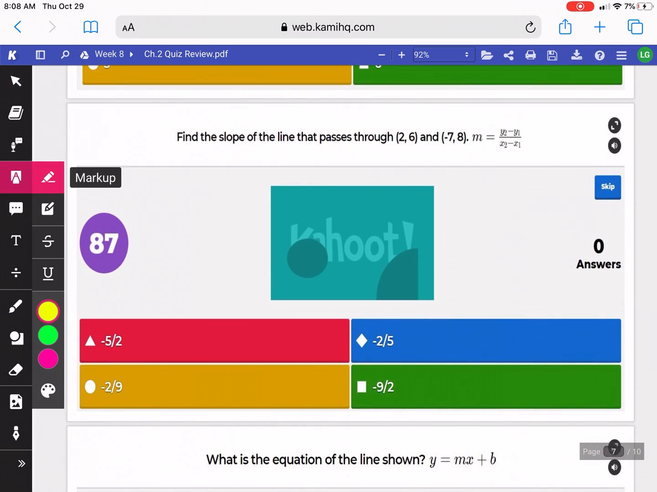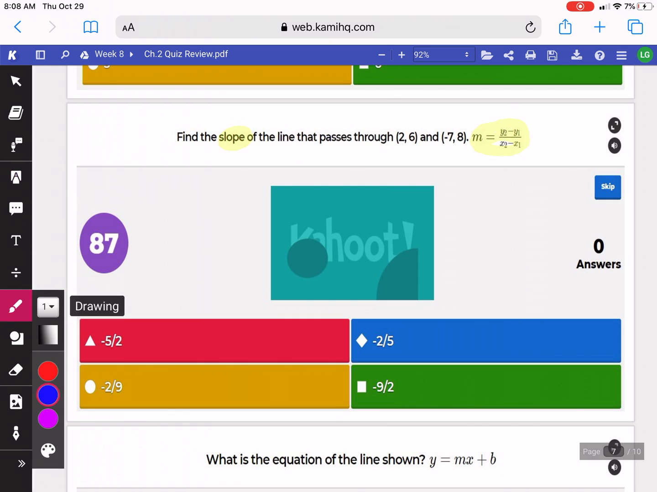This next question, the keyword slope, and they give us the slope formula. So you should label your points here: x1, y1, x2, y2. And then we can start plugging in. So for y2 minus y1, we're going to plug in 8 minus 6. For x2 minus x1, we're going to plug in -7 minus 2.